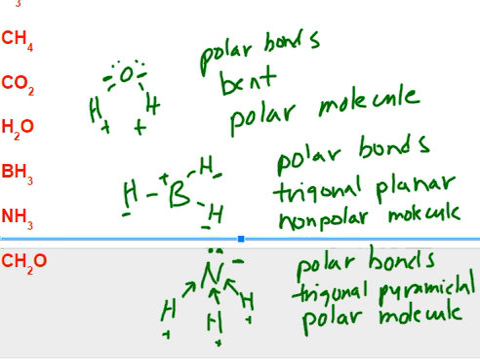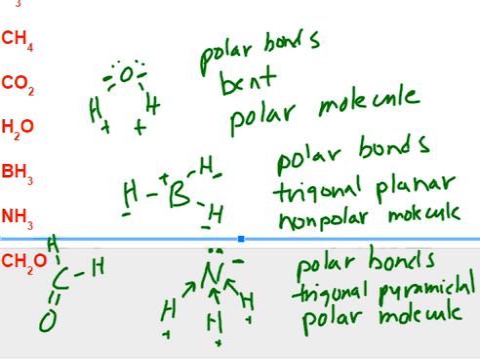The one final example I have for you, this is a question I think it was Isaac brought up, was if you have carbon single bonded to 2 hydrogens, double bonded to this oxygen. This is trigonal planar, so it looks like it should be a nonpolar molecule. Looks a lot like our BH3, polar bonds, but trigonal planar.